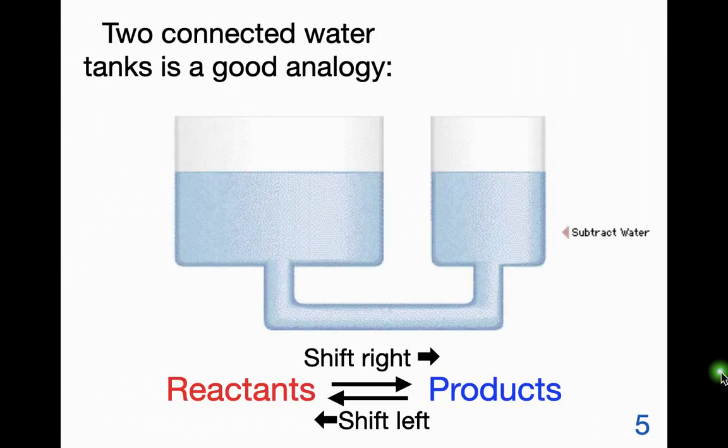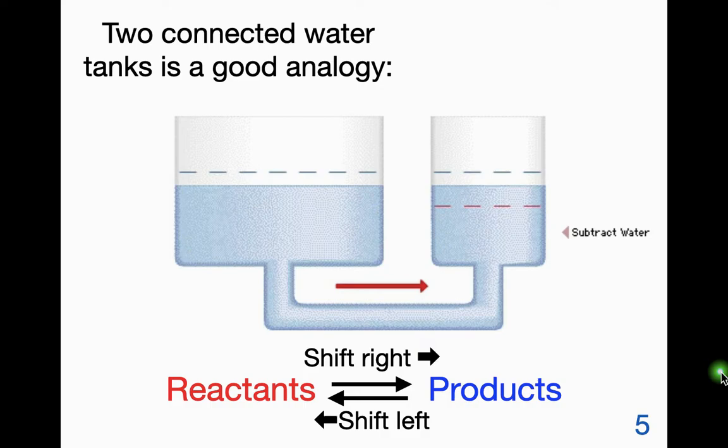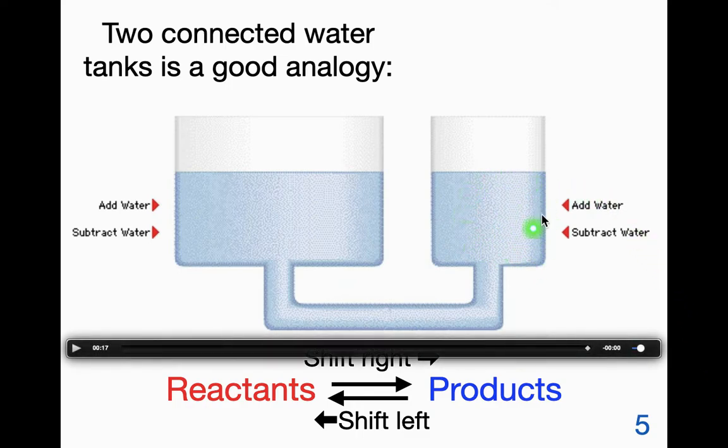Removing water from the right tank lowers the water level of the left tank as water moves from left to right to regain an equilibrium. The equilibrium shifts to the right, as it would in a reversible chemical reaction if we subtracted product from the system. So if we remove water from the right, it's like removing a product, so the reaction will shift to the right, just like the water shifts to the right.